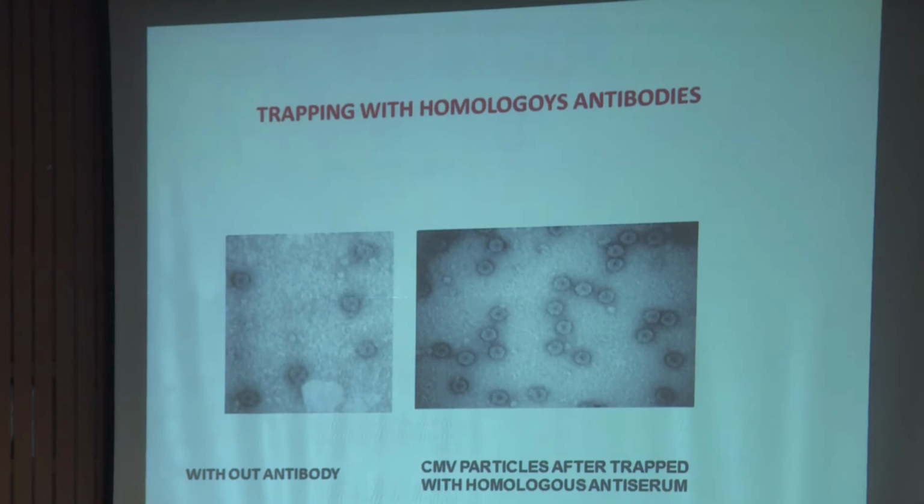Another advantage of trapping is this. Suppose we are using crude sap, generally from the leaf. When you coat the antibody, you get less host debris on the grid, so your preparation will be rather clean compared to grids without coating. You get a clean preparation after coating.